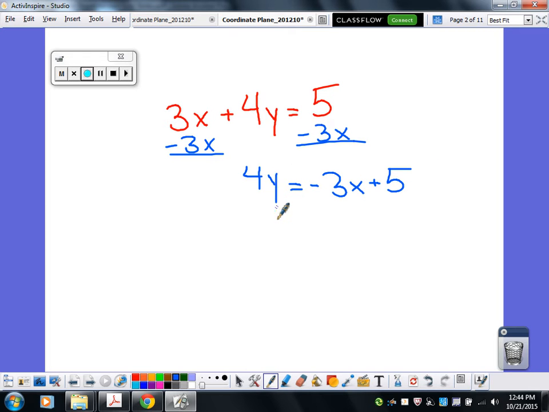4y. I'm not in slope-intercept form because I got to get rid of that 4. What are you thinking? Divide everything by 4. Divide by 4. Now watch this. Super important. Bring down the equal sign. Obviously, you're left with y on the left-hand side. But everybody grab a calculator and do negative 3 divided by 4. Hit math, frac, and see if you can simplify it.